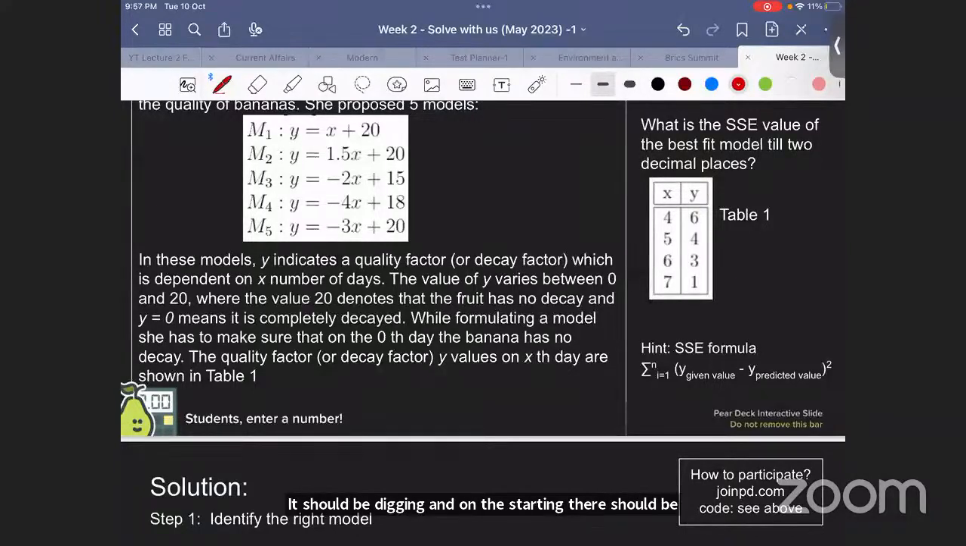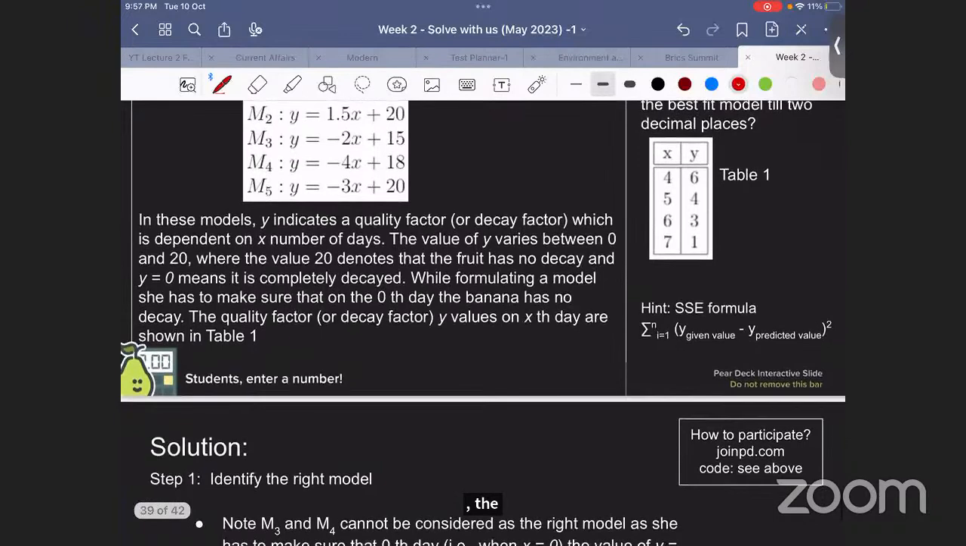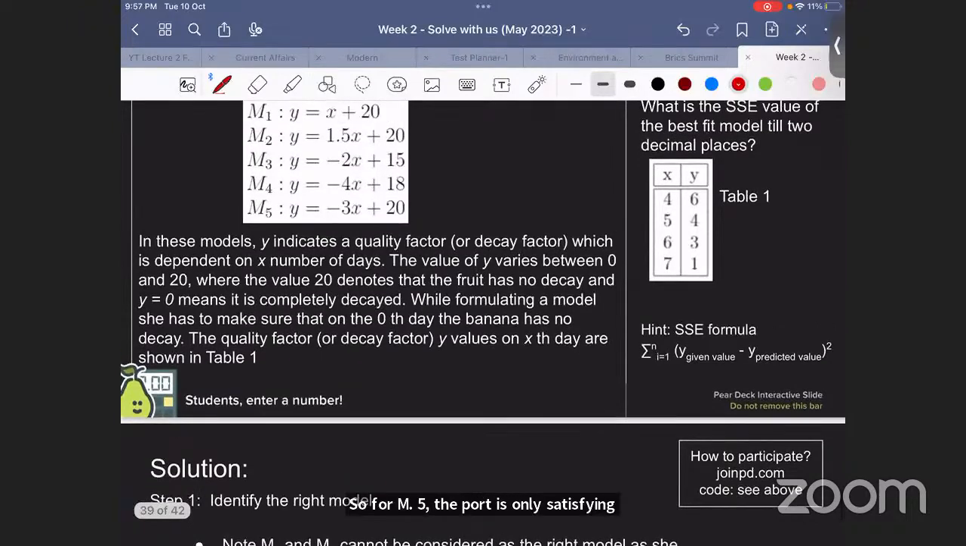For M5, the first condition is satisfied, that is the decaying, and the second factor is also satisfied. So you just have to calculate for M5. Is it clear to everyone or not? Yes, sir. Got it. Now you can calculate, right? You can just put the value of X, get the Y, then calculate the error, square it, and then do the summation. You'll get the value.